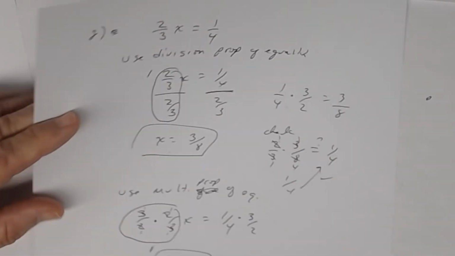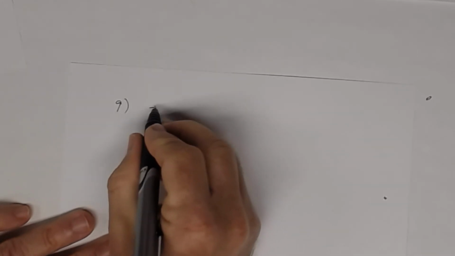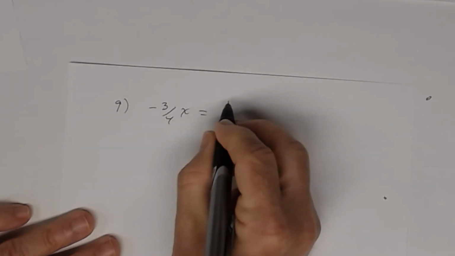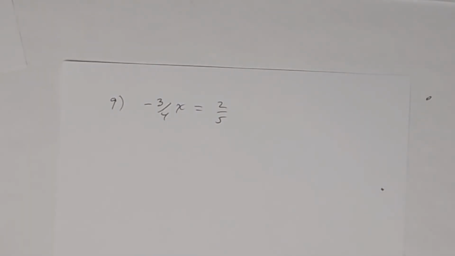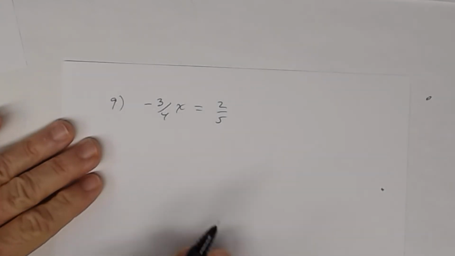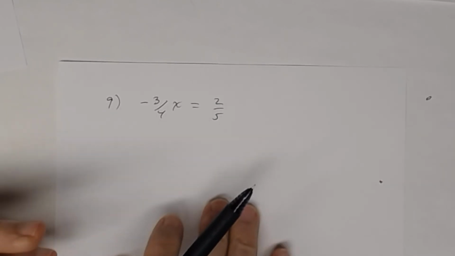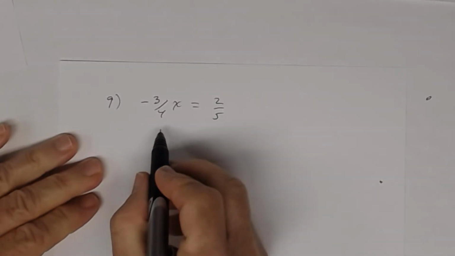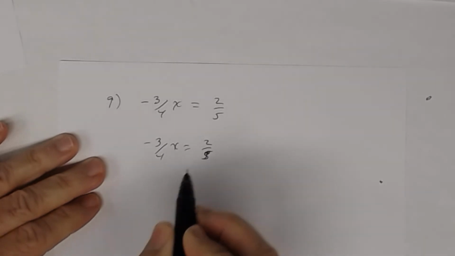All right? Okay, let's look at number 9. So number 9, let's suppose we had a negative 3/4 of x is equal to, let's say, 2/5. So negative 3/4 x equals 2/5. All right, so what's the first thing you're going to do? And let's just do one approach. I'm not going to do both. Let's go ahead in this case and use the division property of equality. So using the division property of equality, we're going to rewrite this over. And I'm not going to do both because of our time constraint.